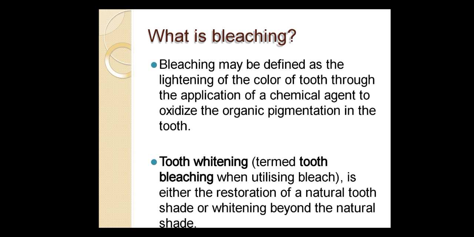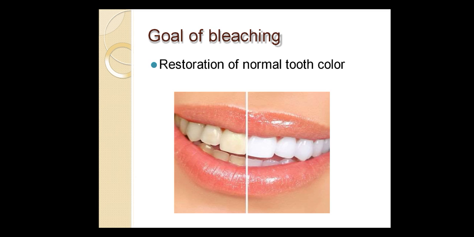So coming to bleaching, it may be defined as the lightening of the color of tooth through the application of a chemical agent to oxidize the organic pigmentation in the tooth. Tooth whitening is either the restoration of natural tooth state or whitening beyond the natural shade. So the goal of bleaching is restoration of normal tooth color. As you can see in this picture, one half is discolored teeth, and in the other half on the right side you can see a normal tooth.